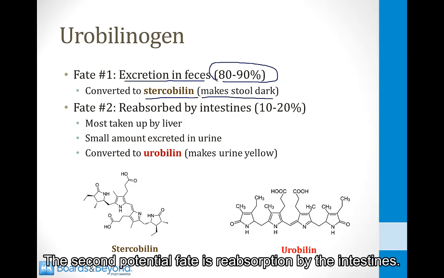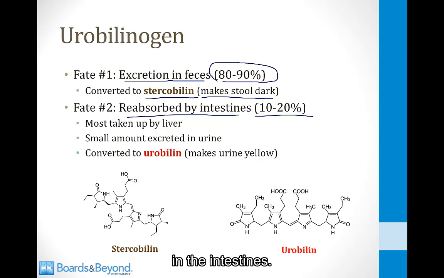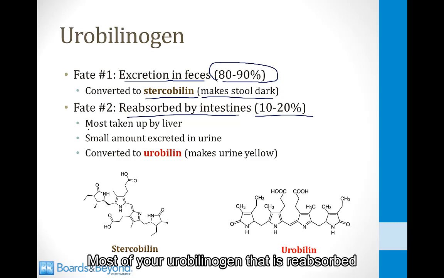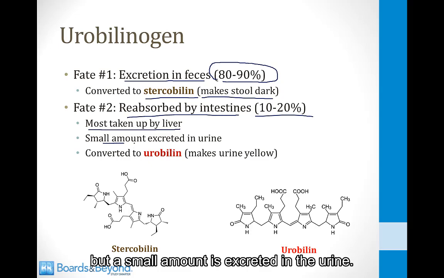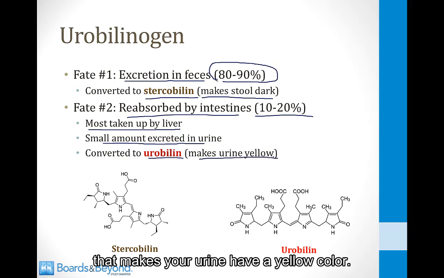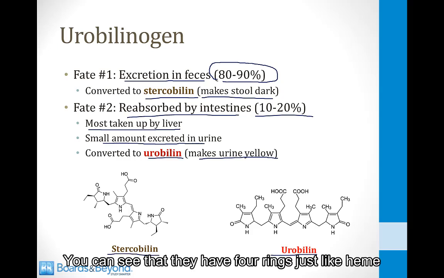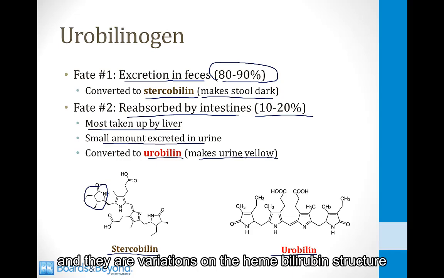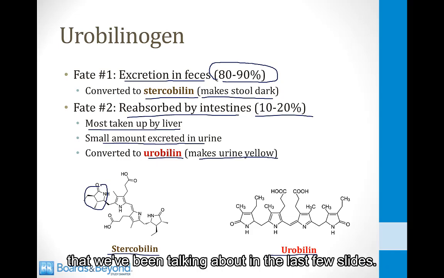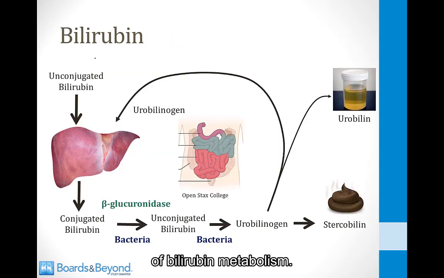The second potential fate is reabsorption by the intestines. This happens to a minority of the urobilinogen molecules in the intestines. Most of the urobilinogen that is reabsorbed is taken up by the liver, but a small amount is excreted in the urine. When it is excreted in the urine, the urobilinogen is converted into a substance called urobilin, and this is the substance that makes your urine have a yellow color. On the screen here, I've shown the chemical structures of stercobilin and urobilin, and you can see that they have 4 rings just like heme, and they are variations on the heme bilirubin structure that we've been talking about in the last few slides.